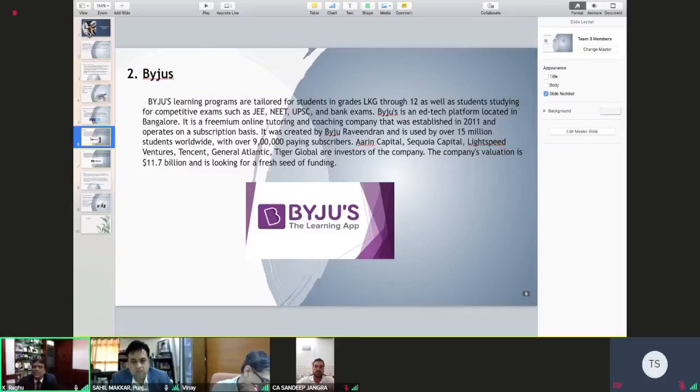Byju's has led the revolution of online training, and almost 9 lakh people are their subscribers today. They have a lot of funds supporting them. I can only say that, again, 11.7 billion, and they're looking at a fresh round of funding. When we say $11.7 billion, we really wonder how exactly the valuation takes place. I'm sure our speaker will throw more light on it.